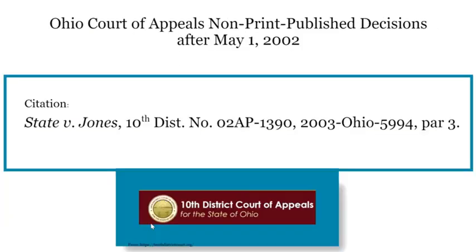So looking at Ohio Court of Appeals non-print published decisions after May 1st, 2002, this citation tells you State v. Jones is a 10th District Ohio Appellate case from 2003 with the assigned number of 02AP-1390. Its website designation of 2003-Ohio-5994 indicates it was a case decided after May 1st, 2002. After May 1st, 2002, the website number as well as both the district and county of issuance are also included.